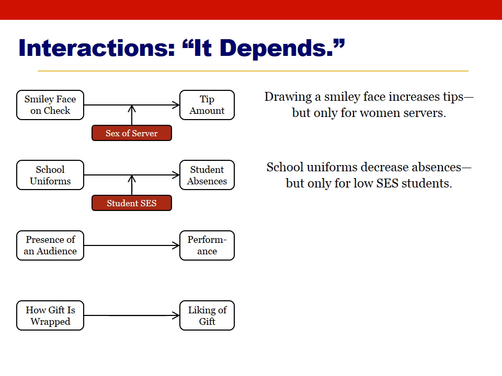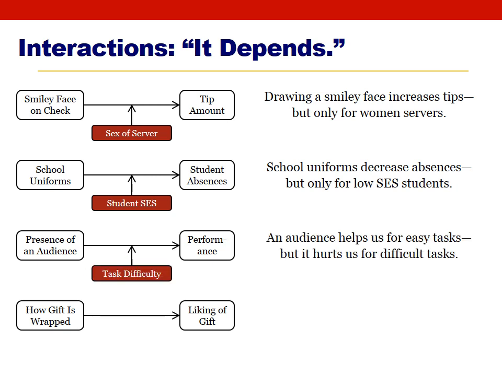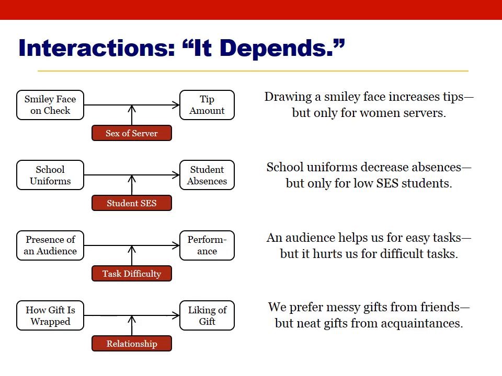The presence of an audience affects people's performance, but it affects performance differently depending on the difficulty of the task. If the task is easy, having an audience makes performance better, but if the task is difficult, having an audience makes performance worse. Finally, how a gift is wrapped affects how much we like the gift, but that relationship depends on how well we know the person who's giving us the gift. If the person's a friend, we like the messy gift better, but if the person's an acquaintance, we don't know him that well, we like the neatly wrapped gift better.